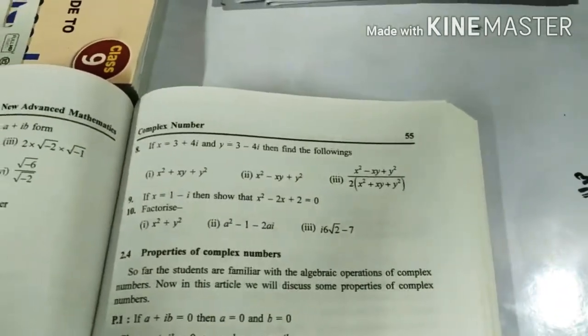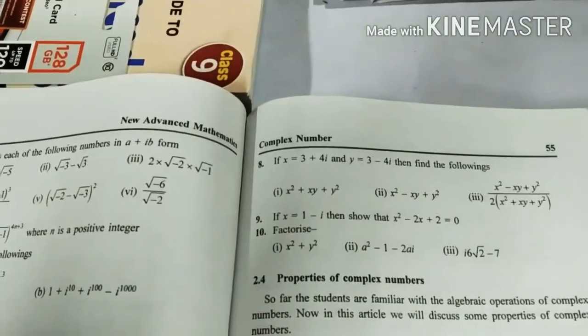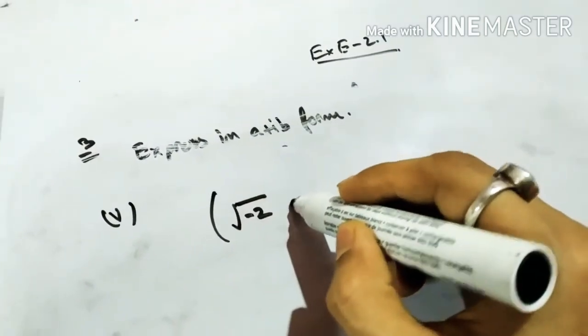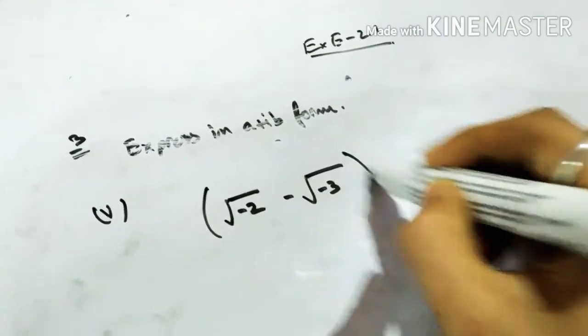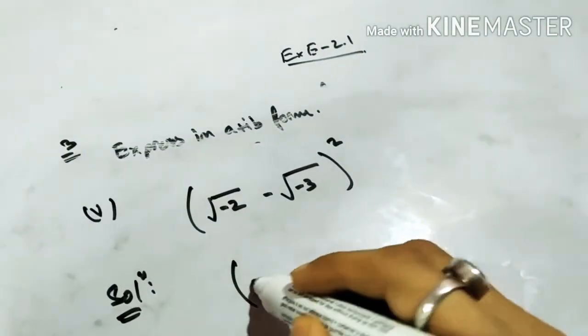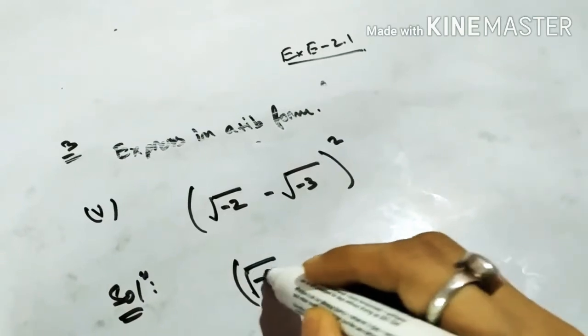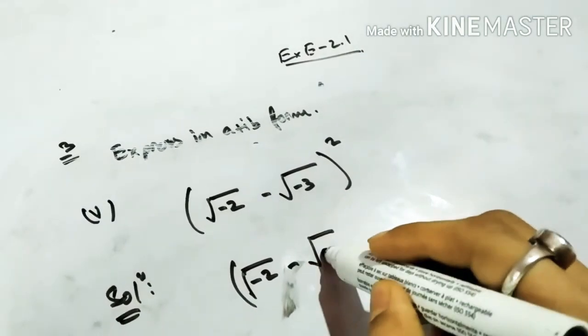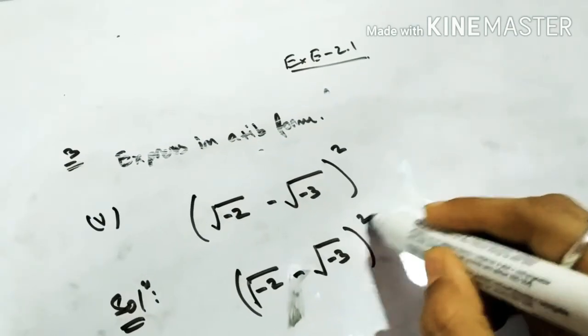Next again, question number 5. Root over minus 2 minus root over minus 3 to the whole square. So this is the solution. Root over minus 2 minus root over minus 3 to the whole square.